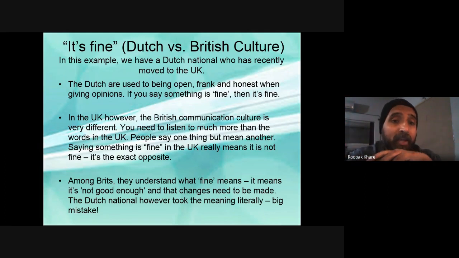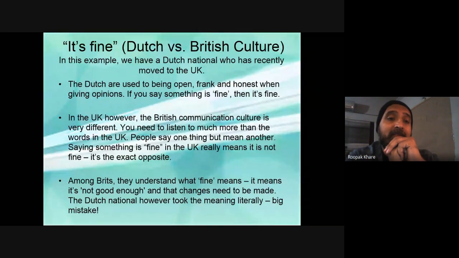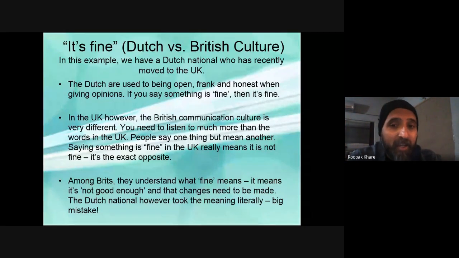While in the UK, however, the British communication culture is very different. You need to listen to much more than the words in the UK. They are very cordial, very courteous. They don't really say things directly, especially negative things. So people say one thing but mean another. Saying something is fine, it is fine. If you say this in the UK, you don't really mean it is fine. You just mean it is just okay.